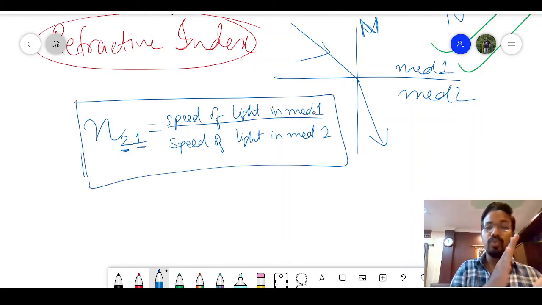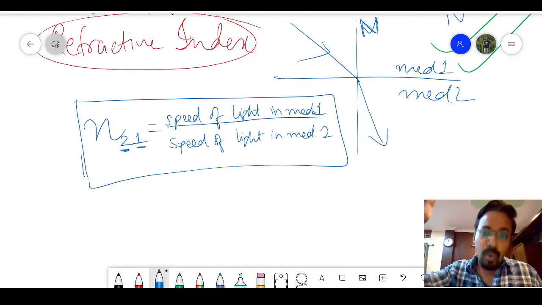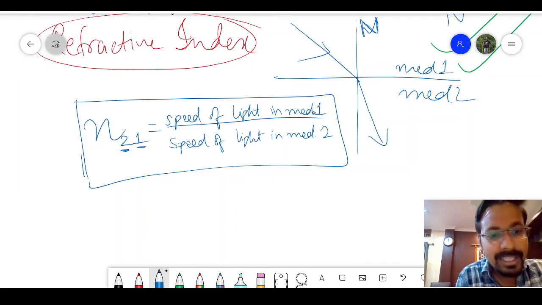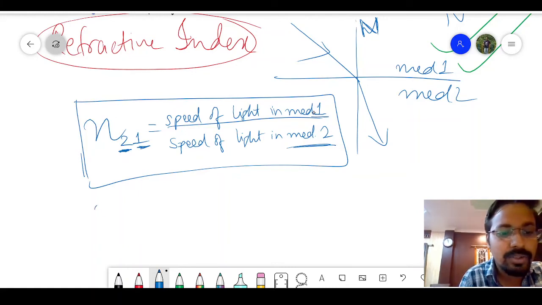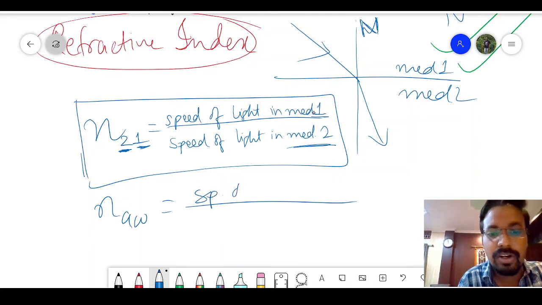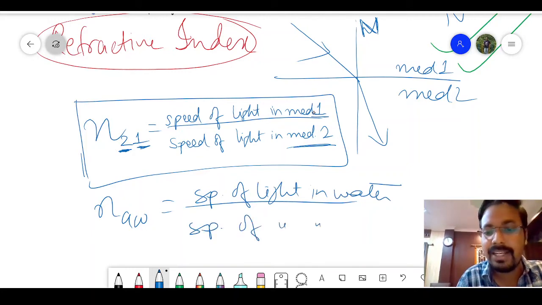Refractive index of 2 with respect to 1 is given by speed of light in medium 1 by speed of light in medium 2. If you forget this, remember the first one, medium 2, lies in the denominator. The second one, medium 1, lies in the numerator. So suppose I ask you refractive index of air with respect to water. It will be speed of light in water by speed of light in air.